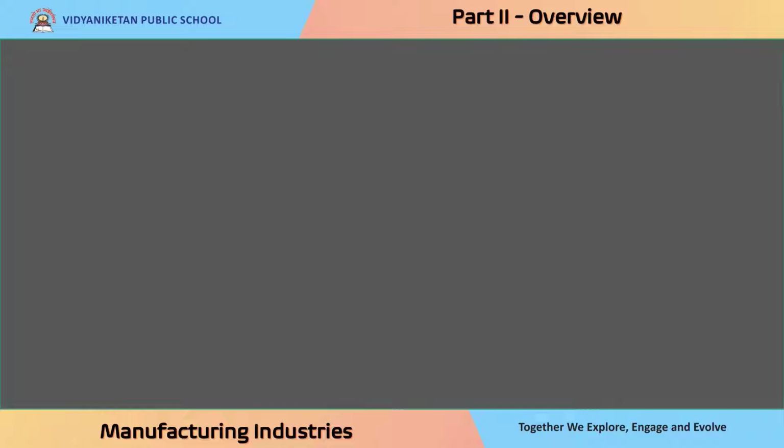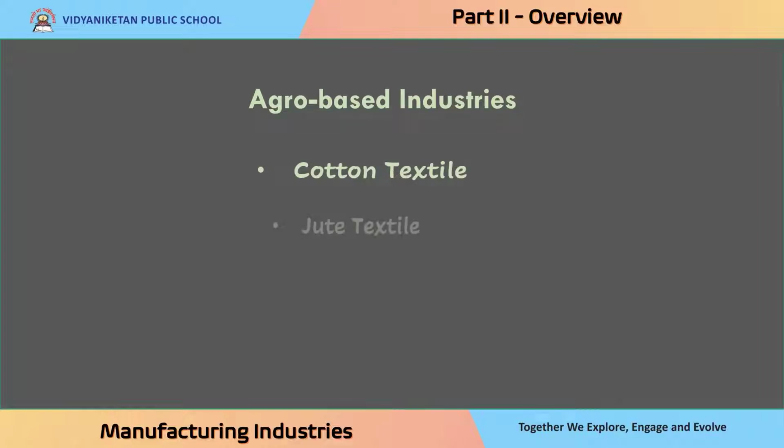Hello children, in the first part of this lesson, you have learned what manufacturing industries are, the contribution of manufacturing industries to the national economy, industrial location and classification of industries on various bases. In this section, we will focus on agro-based industries. We will learn 3 agro-based industries: cotton textile, jute textile and sugar industries.